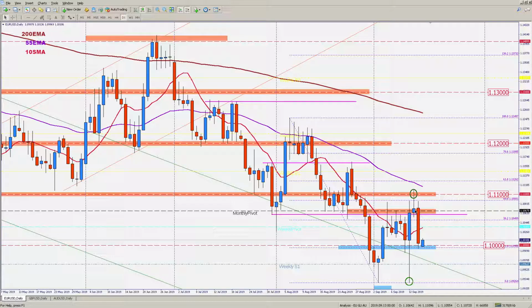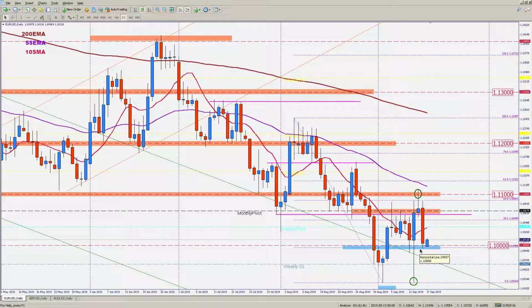And yesterday was a bearish continuation move after a shooting star-like candlestick, and fell all the way back to the 110 round figure level and the 21 Fibonacci retracement level as well.